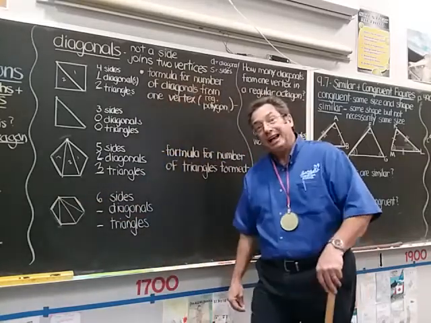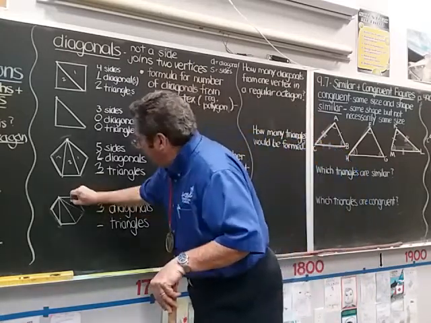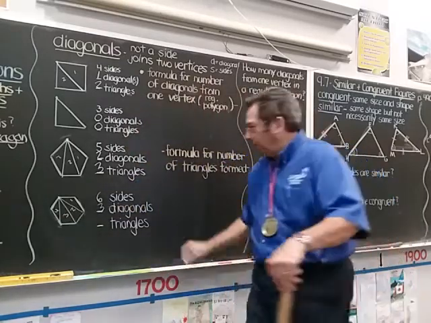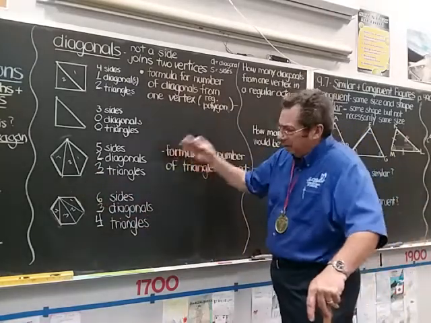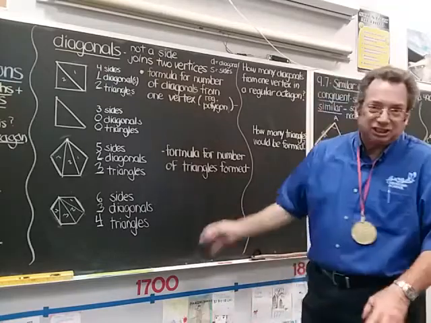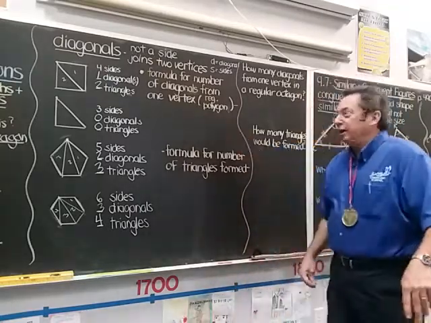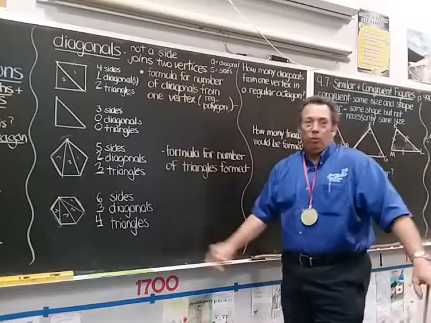How many diagonals did I draw on that regular hexagon? 3. How many triangles did it make? 4? Okay, you're right. It's not a trick. It's just, you have to make sure you're drawing from the same vertex every time, all right? Don't pick another vertex and start drawing diagonals. This doesn't work. Okay, so I want you to give me a formula for the number of diagonals from one vertex for any regular polygon.